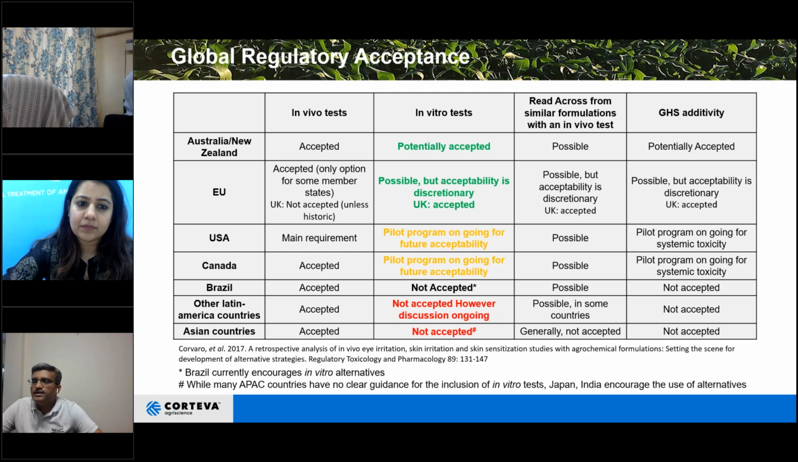The European Union, Australia, and New Zealand potentially accept in vitro tests. In the US and Canada, a pilot program is on for future acceptability. In general, Latin American countries and APAC countries still rely on in vivo tests. However, countries like India, Japan, and Brazil encourage in vitro testing on acute endpoints wherever possible.